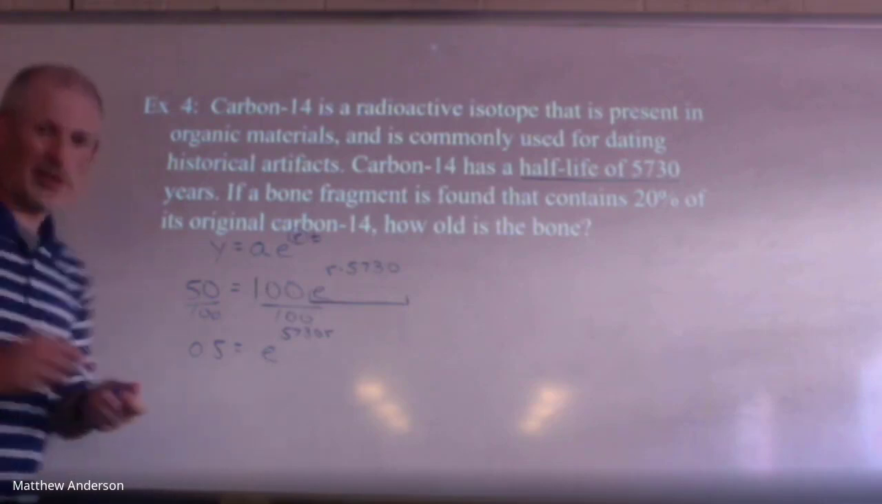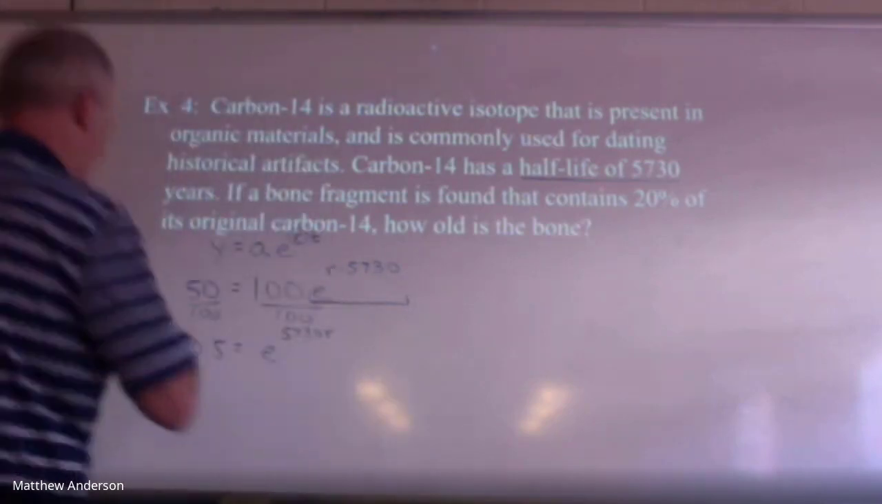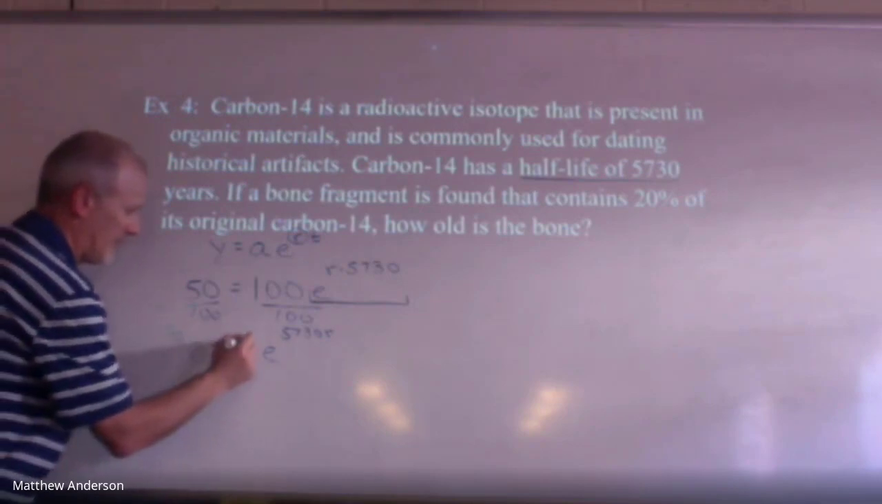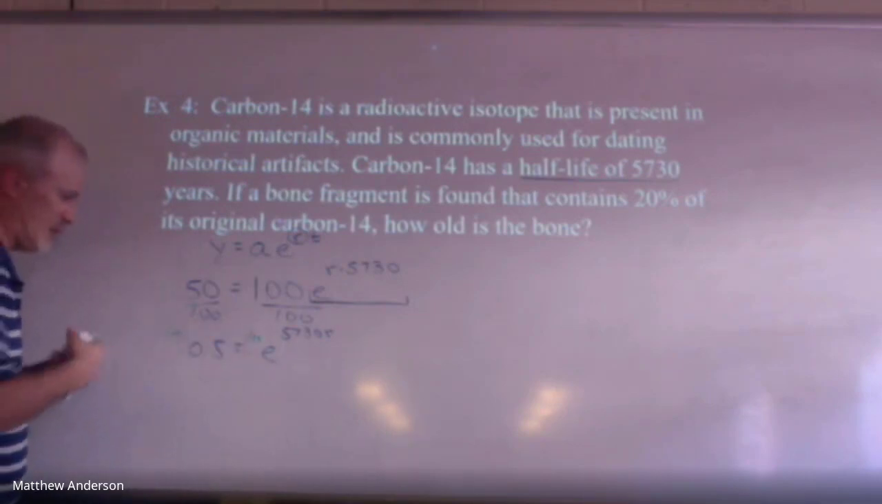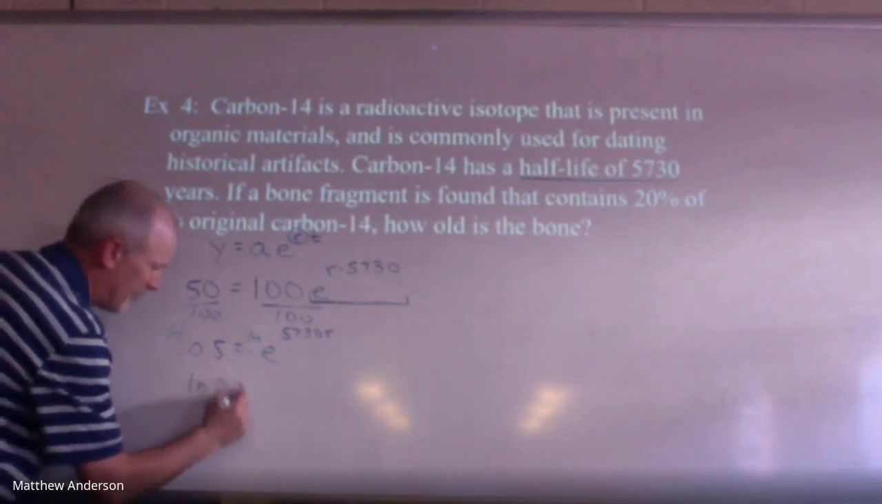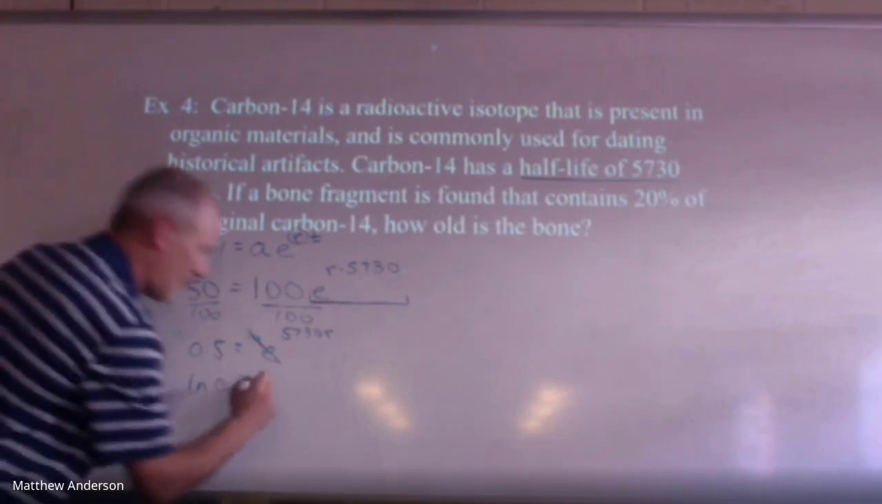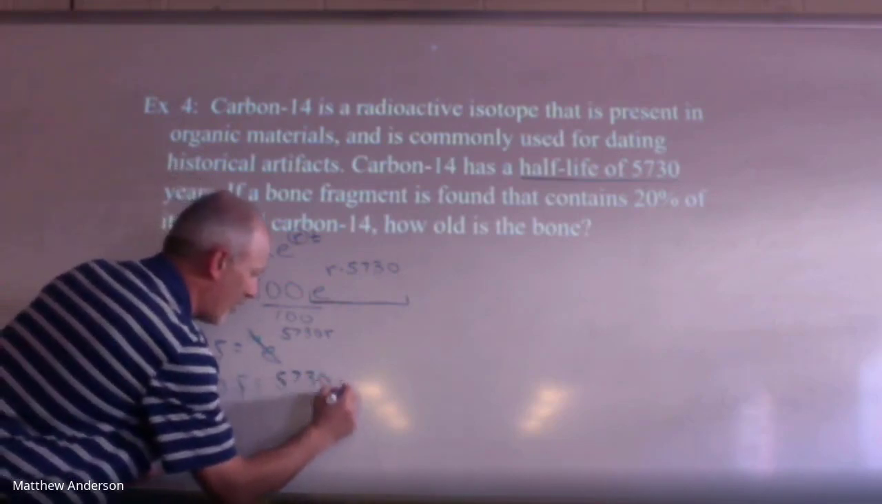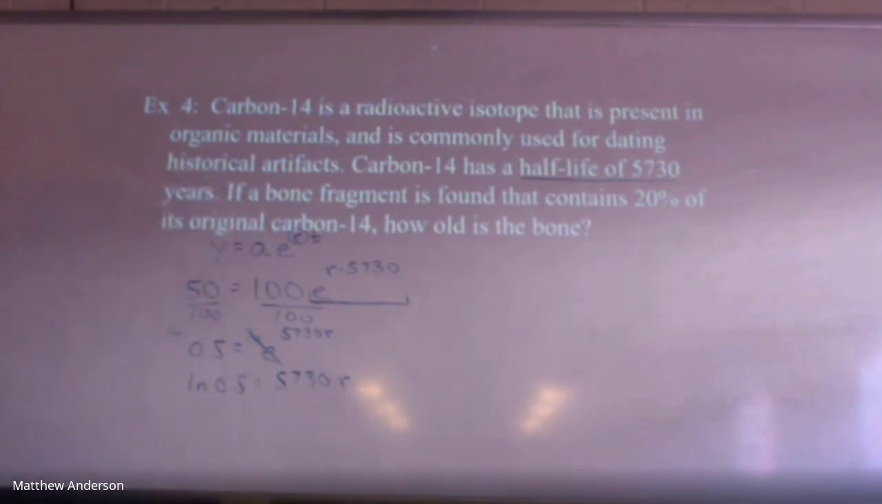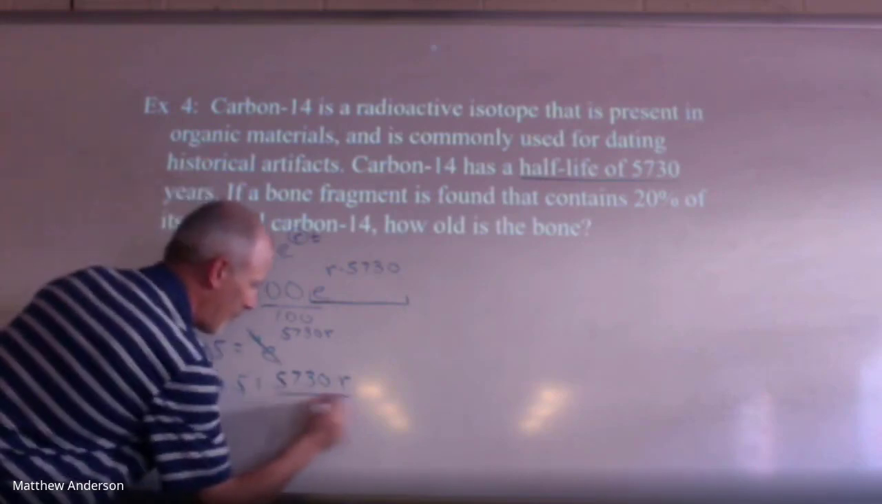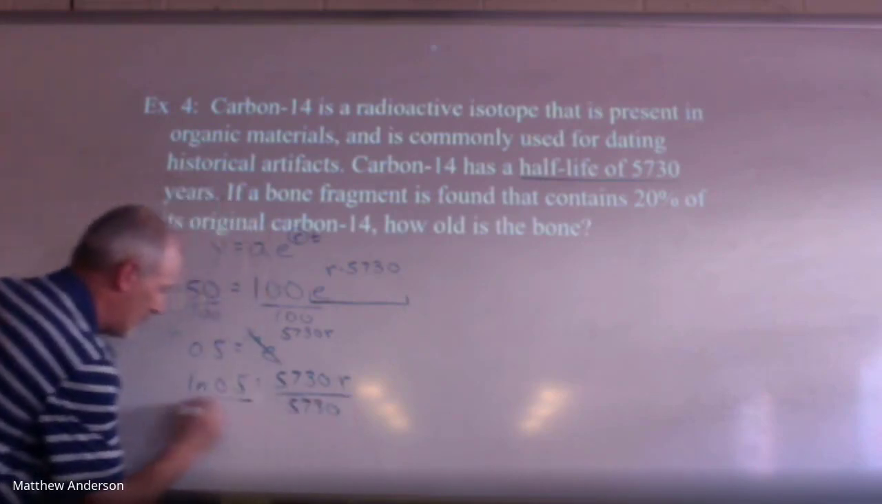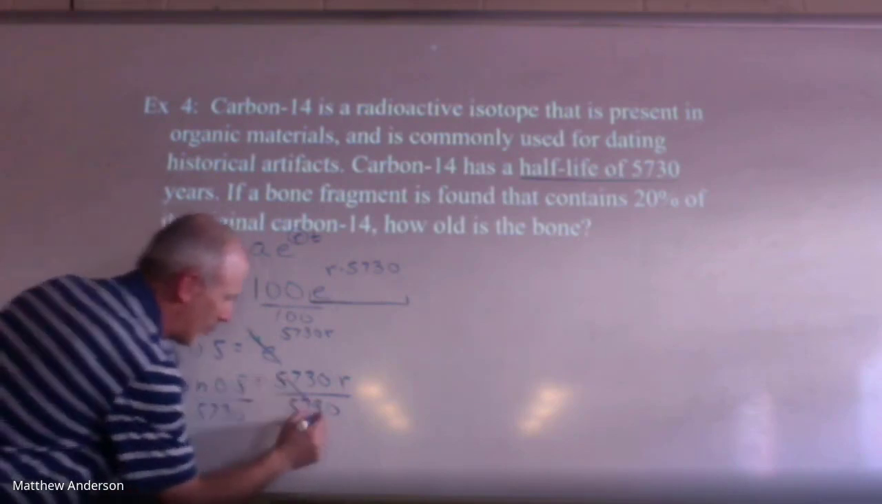So I'm going to switch colors again. So natural log on both sides. So we have natural log of 0.5. And then this cancels, remember, the natural log and the E together cancel out. And we have 5,730 R left over. Then how do we finish figuring out what R is? Divide both sides by the years. Yep, 5,730.